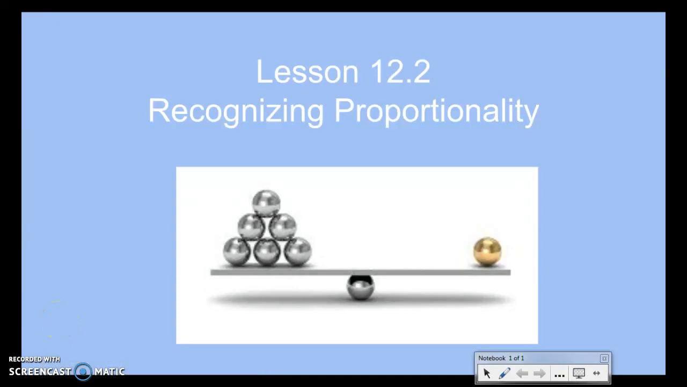Today we're going to be discussing proportional relationships and reminding ourselves what those are, and actually putting those on a graph like we did yesterday. So let's go ahead and get started on 12-2.